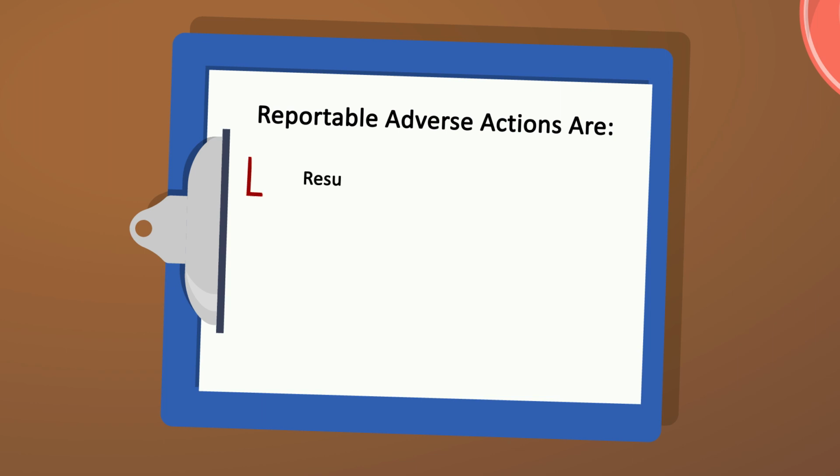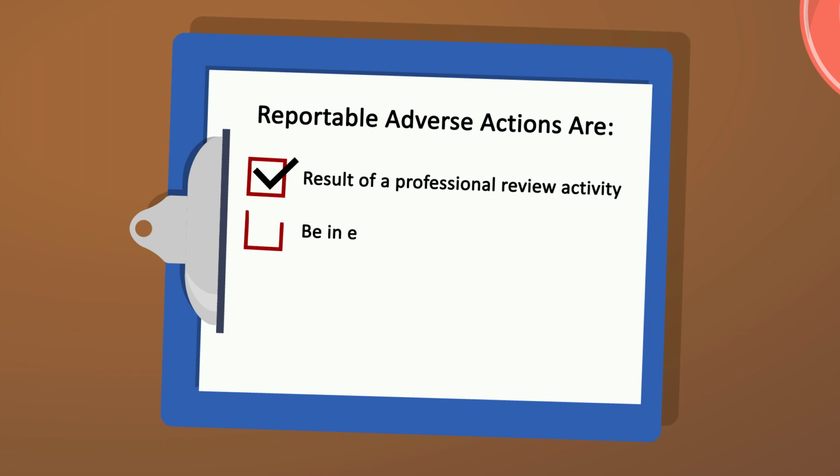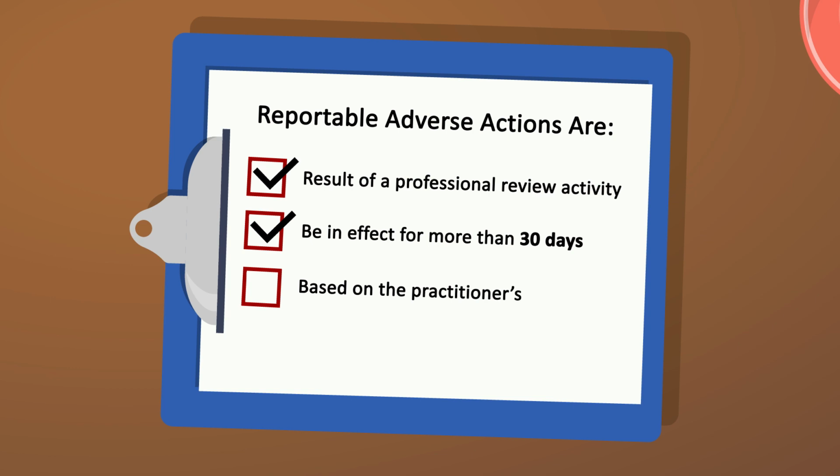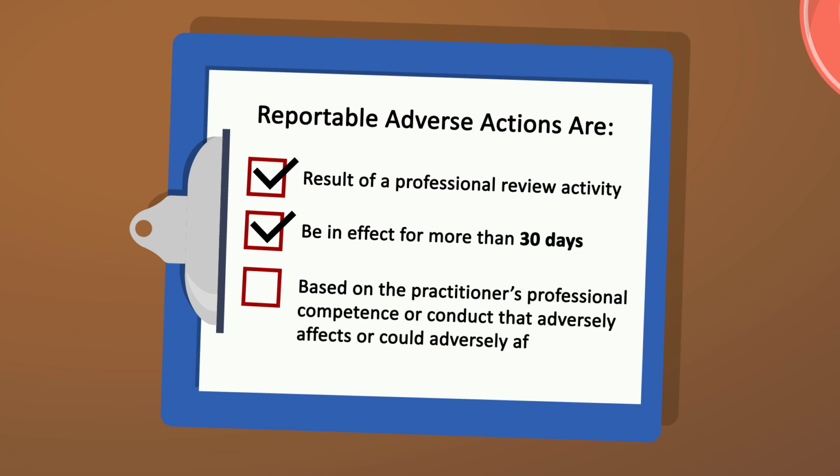In order for a clinical privileges action to be reported to the NPDB, the law specifies that the action must be a result of a professional review activity that adversely affects clinical privileges for more than 30 days. And the action must be based on the practitioner's professional competence or conduct that adversely affects or could adversely affect the health or welfare of a patient.